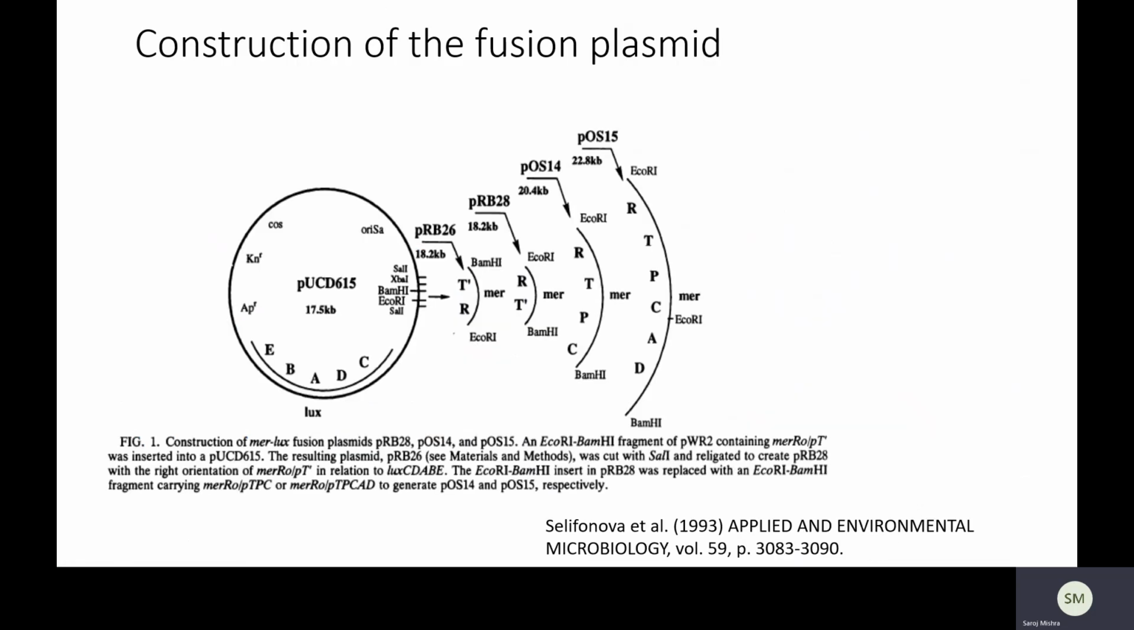Now, this principle has been used to construct such a fusion plasmid in an E. coli system and create a recombinant E. coli which is going to sense the presence of mercuric ions, and it is linked to the Lux operon, like you see here, for example. Okay, so these are all the constituents of the Lux operon, which I discussed with you earlier.